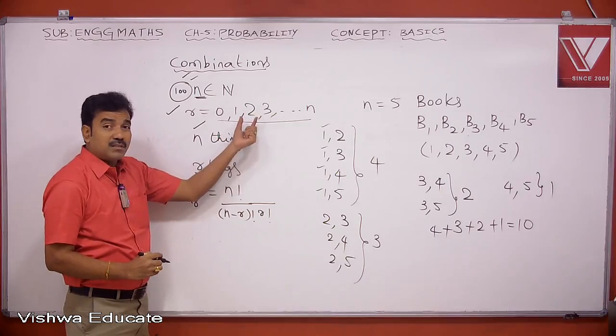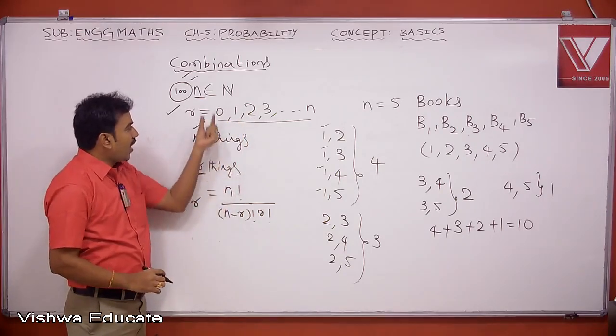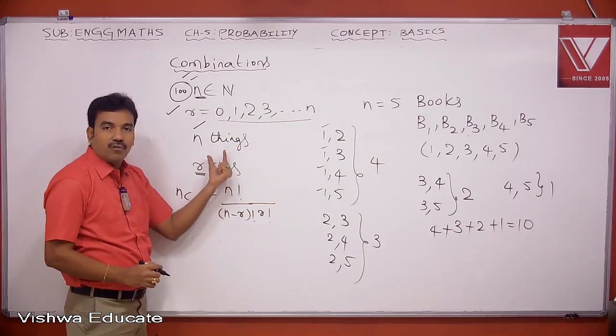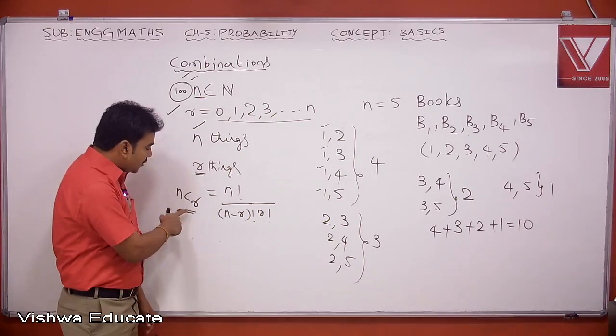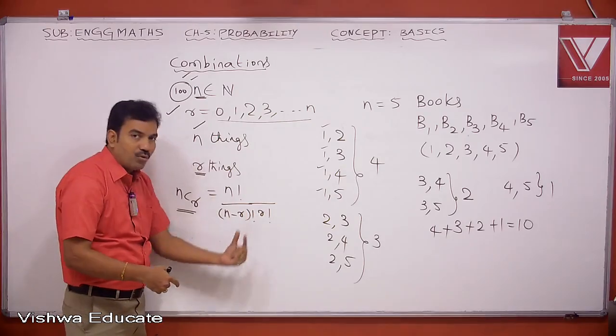The same concept we use even in case of binomial distribution, right? So therefore, I have n number of things. In how many ways can I select r things out of n things? Totally nCr different ways. nCr is nothing but n factorial by (n minus r) factorial into r factorial.